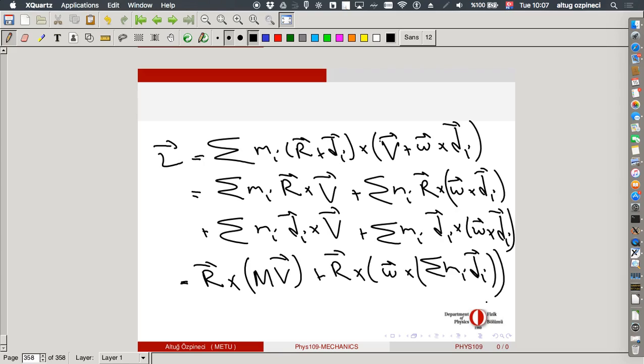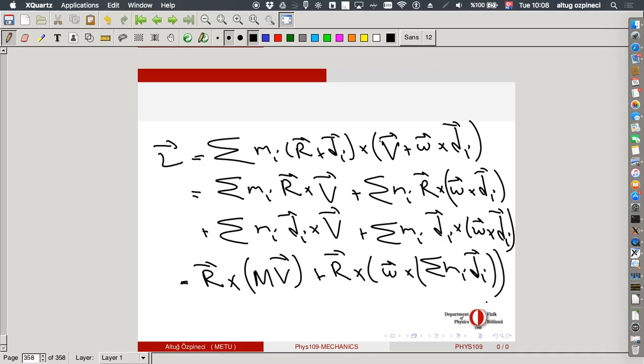Well, there's this weird term. But again, if you look at this one, mi di, it looks like the position of the center of mass. In fact, it is the position of the center of mass relative to my rotation axis. Now, if my axis went through the center of mass, then again this would have been 0. It would be the 0 vector because the position of my center of mass would be 0 relative to my rotation axis if my rotation axis passes through the center of mass.